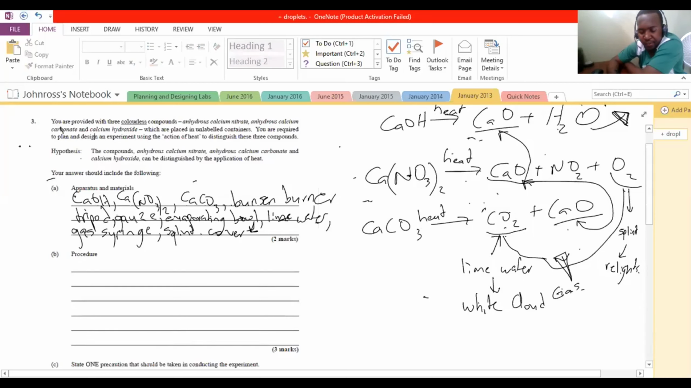So step one would be? Set up the tripod, the Bunsen burner, and the gauze. All right, so set up heating apparatus, and then place compound in evaporating bowl and then place it on the heat on the burner.